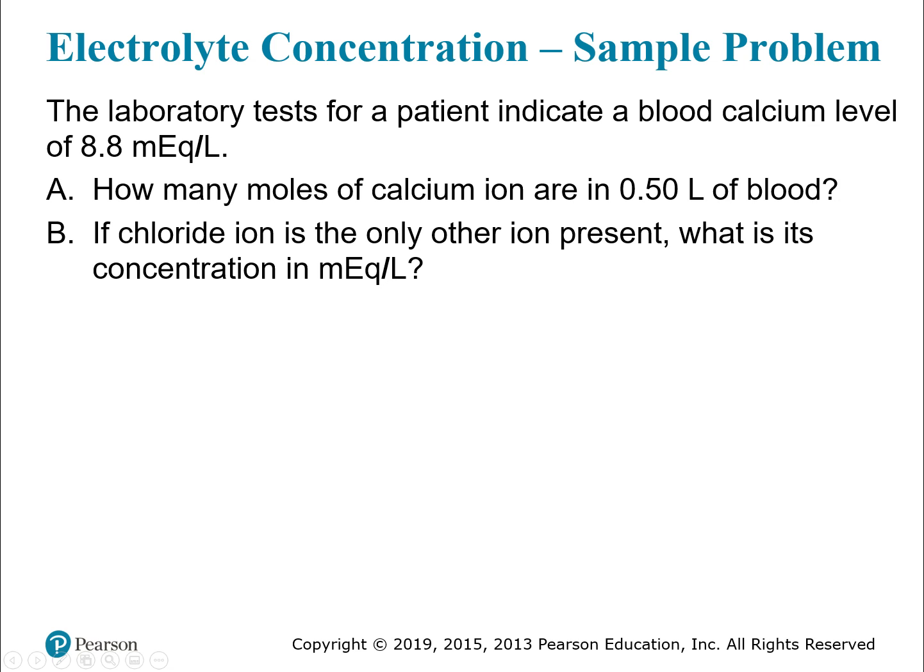Now I want to show you how it works. I did this example in the YouTube video, but I'm going to do it again here, and then we're going to do some practice together. The lab test for a patient indicates that their blood calcium level is 8.8 milliequivalents per liter. How many moles of calcium ion are in 0.5 liters of blood? We're going to start with part A. 8.8 milliequivalents per liter is a concentration. And if we know a concentration and a volume, we can get an amount.